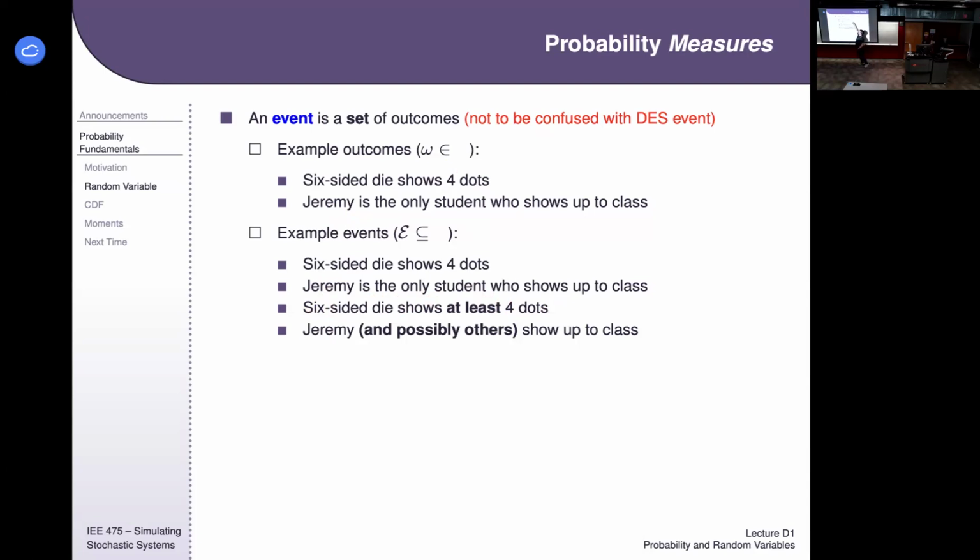You can have outcomes, but then you can have events, which are sets of outcomes that may only include one outcome or include multiple outcomes. So that's the difference between an outcome and an event. It is the events that we will assign probability to.